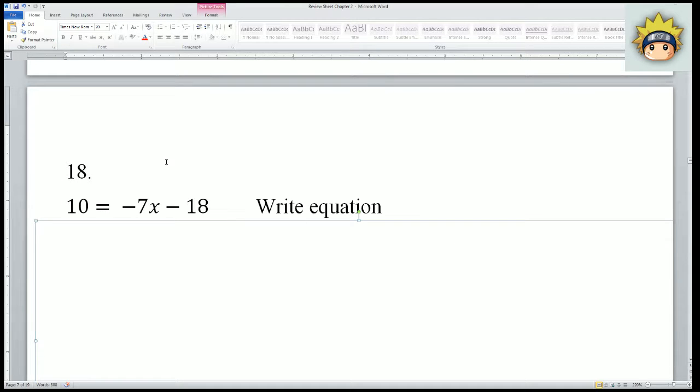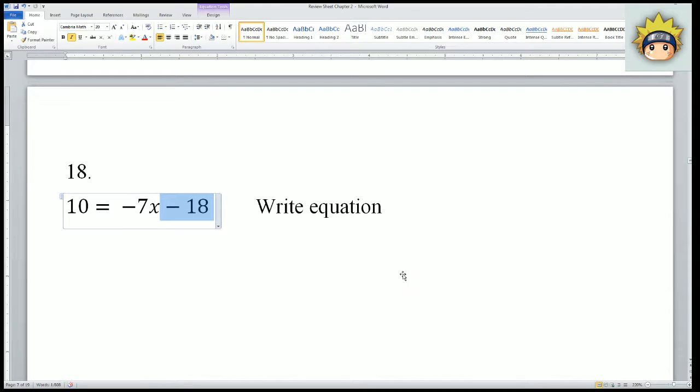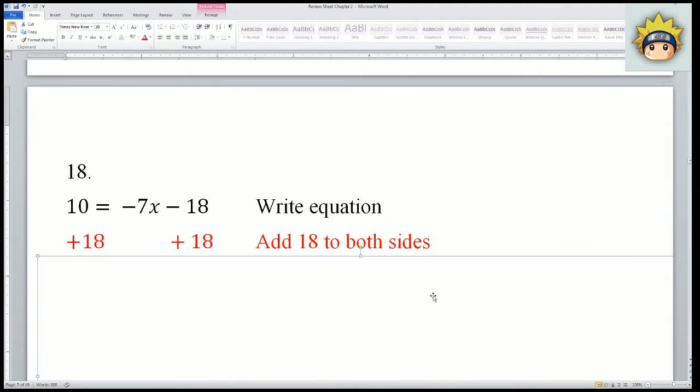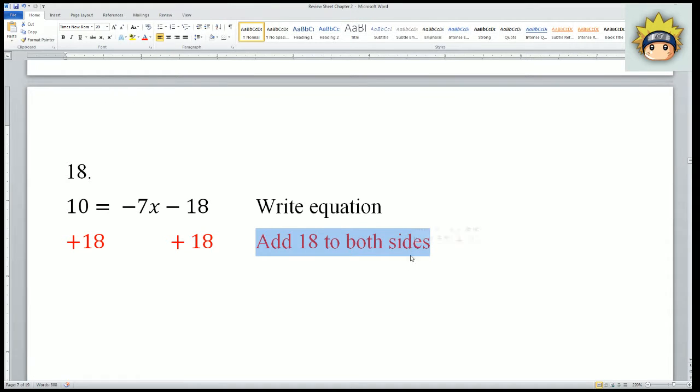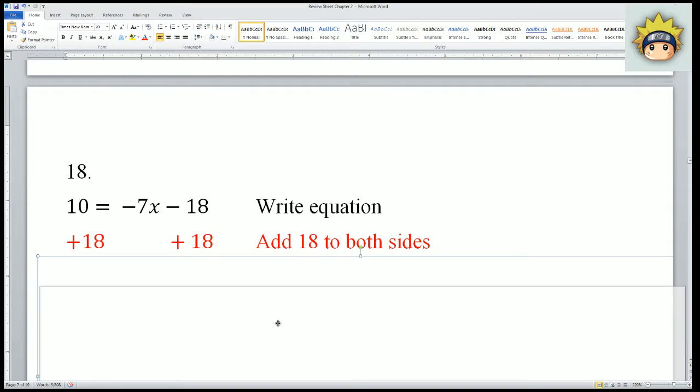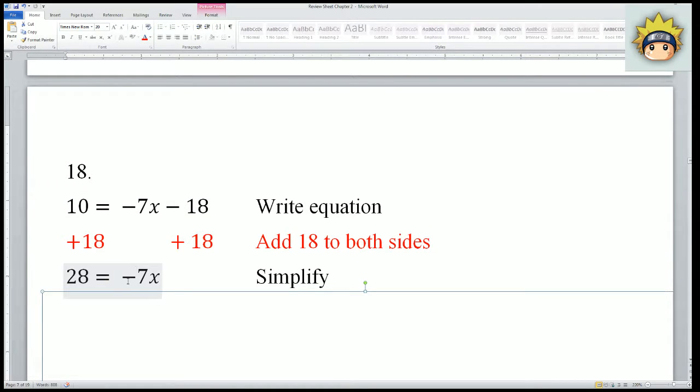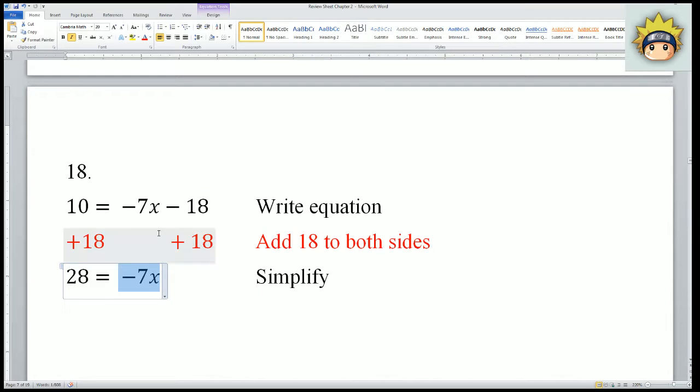Okay. Again, like before, we have to get rid of the most outside thing. The most outside thing right here is this negative 18. Another way of thinking about negative 18 is subtract 18. So what is the inverse operation of subtract 18? It is plus 18. Make sure you add 18 to both sides. Okay, right hand side, 10 plus 18 is 28. And what is left over on the right hand side is just your negative 7 times x. Alright, because again, this negative 18 and this plus 18 together make 0.